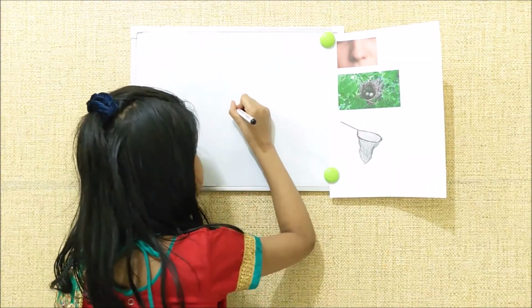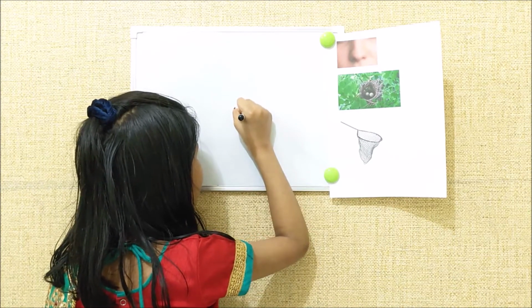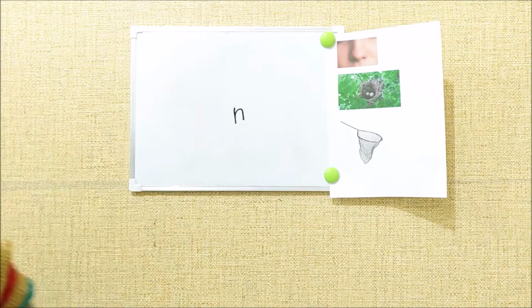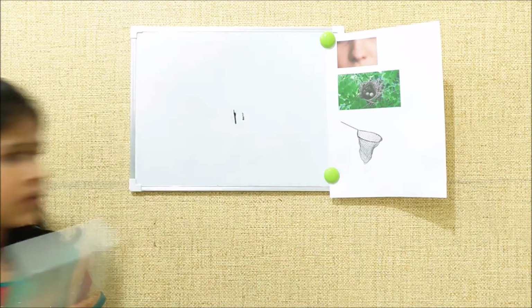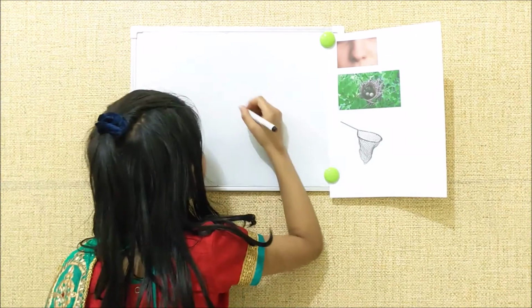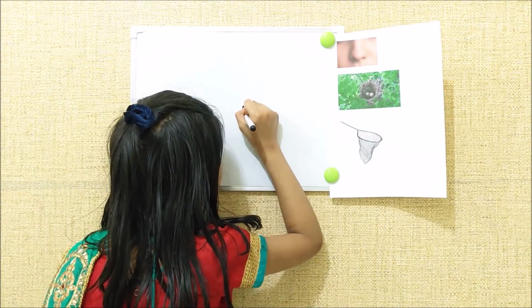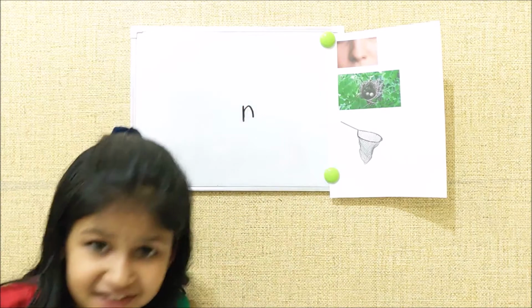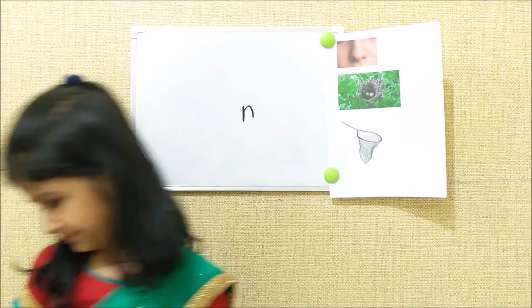First you must write a standing line, then a downward curve. This is small n. First you must write a standing line and a downward curve. This is small n.